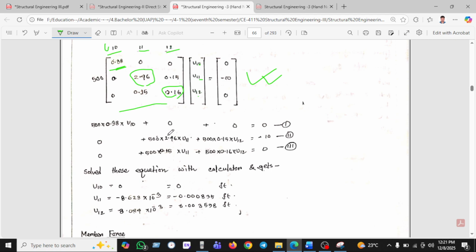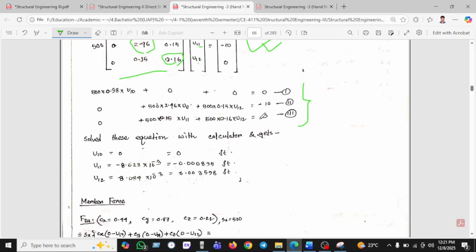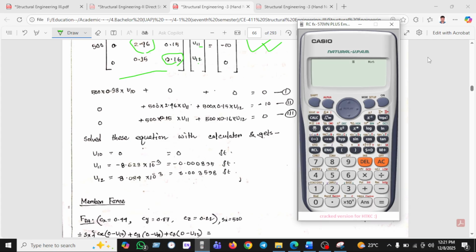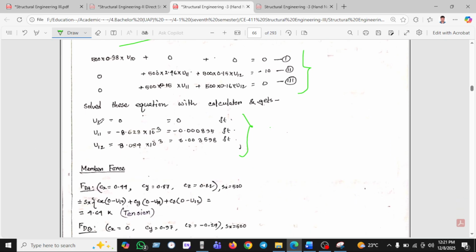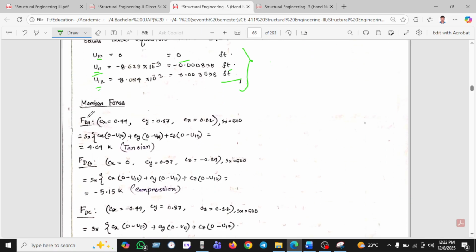So after finding this value, we just assemble the equations, equations 1 to 3. After finding equations 1 to 3, we use this calculator for the calculation and find the answers, which are U10, U11 and U12. U10 is 0 feet, U11 equals 0.00083 feet and U12 equals 0.00359 feet. I will calculate the member force.